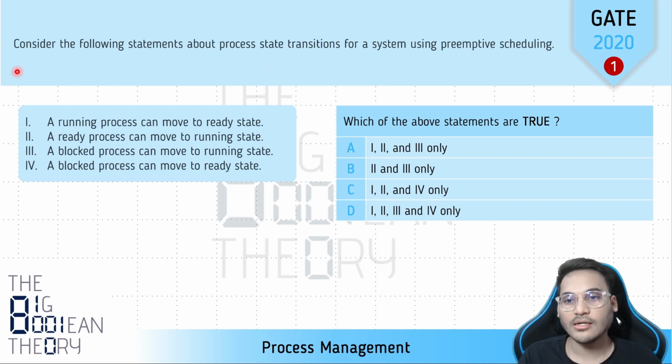So the question says: consider the following statements about process state transitions for a system using preemptive scheduling, right? These are the given statements, and the question says which of the above statements are true. So you are given a bunch of statements and you have to identify which of them is true. Before we go over the statements, the very first thing we should pay attention to is that it is given that this is a system where the operating system follows a preemptive scheduling policy.